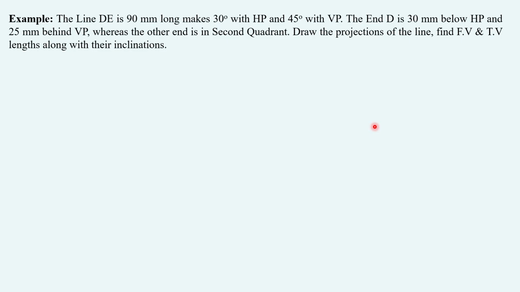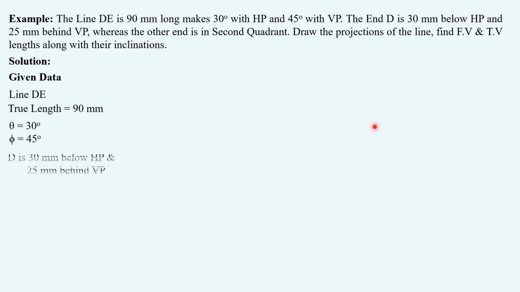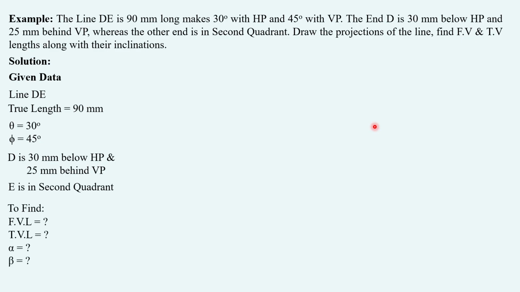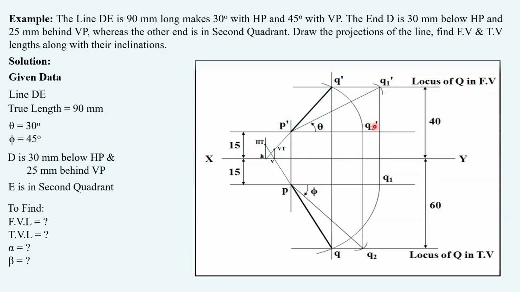Let us extract the given data first. Line DE, true length 90 mm, theta equals 30 degrees and phi equals 45 degrees. D is 30 mm below HP and 25 mm behind VP, which puts D in third quadrant, whereas E is in second quadrant. To find: front view length, top view length, alpha and beta.